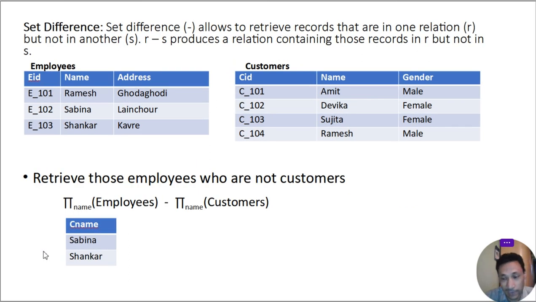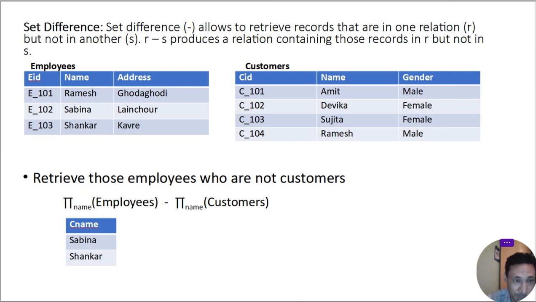Now set difference is another operation. Set difference is denoted by a minus sign, and it allows us to retrieve records that are in one relation R but not in another, S. R minus S will produce a relation containing those records in R but not in S. And to perform the set difference, the union compatibility rule, which we initially talked about in the case of the union operation, must be satisfied for set difference also.